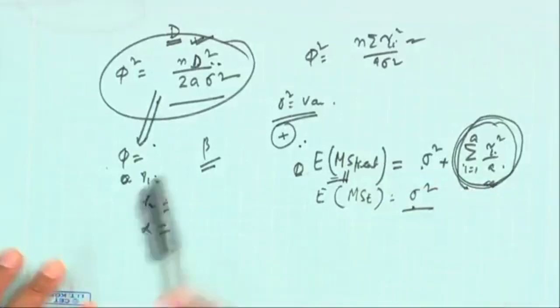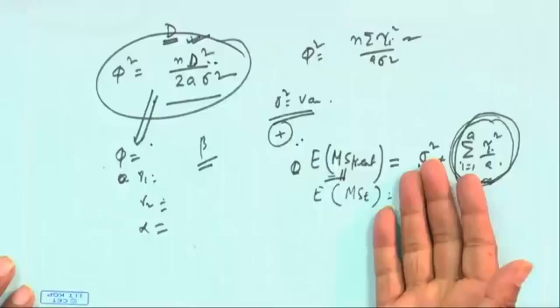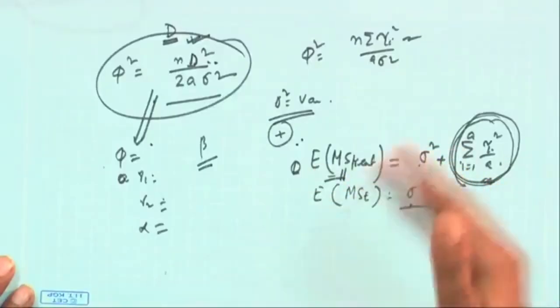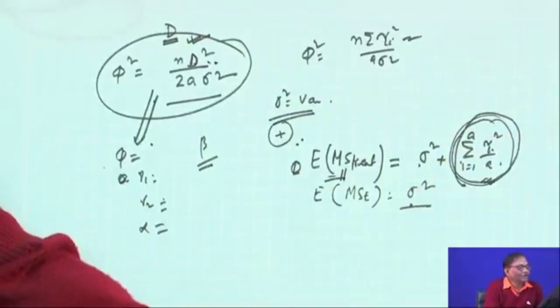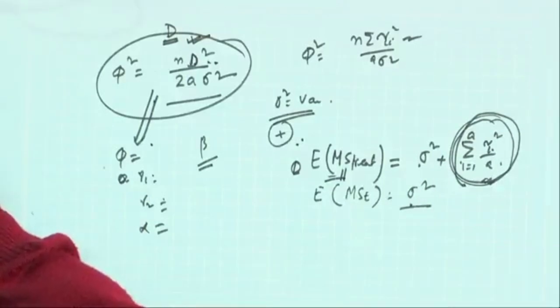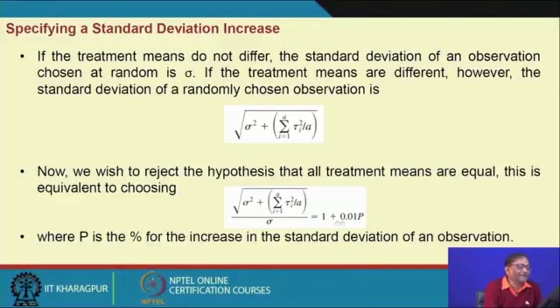We want to get a pre-specified increase, and what should be the value of n so that this increase can be computed or explained? With increased variability, if you divide by sigma, this is 1 plus 0.01 p, where p is the percentage increase. So, this will be pre-specified. Now, from here you will know what the value of n will be.